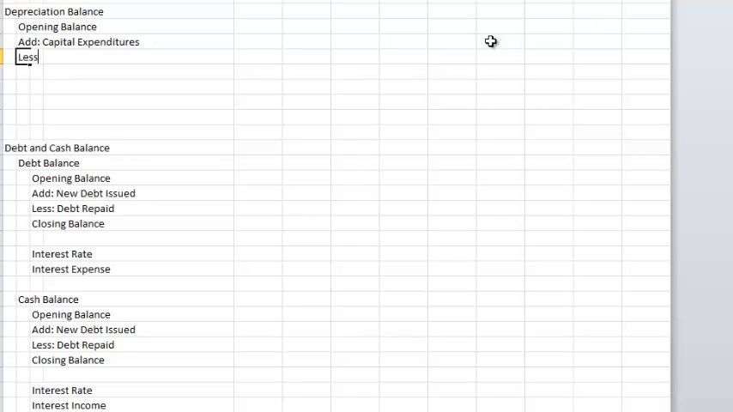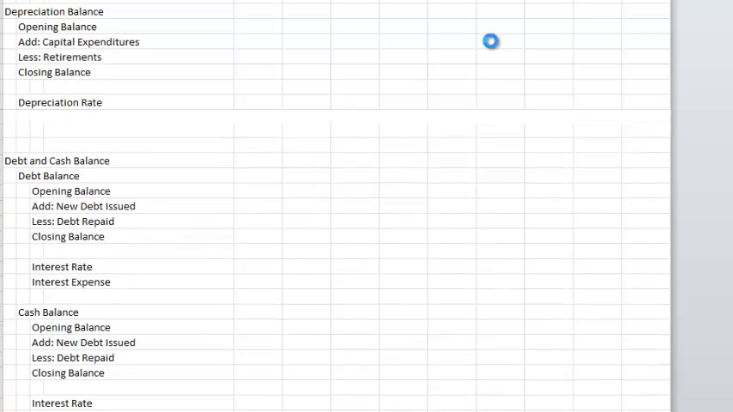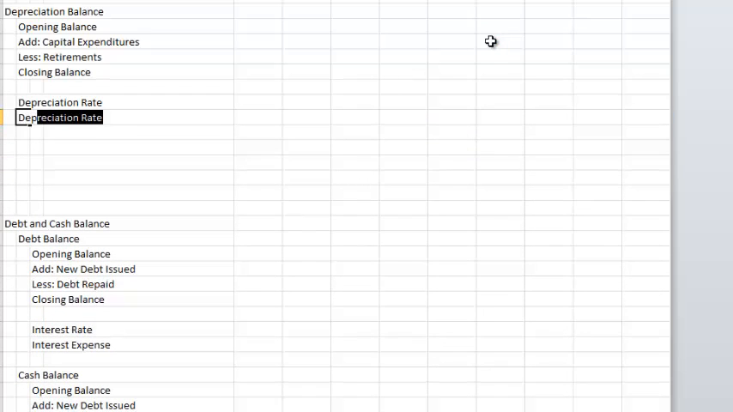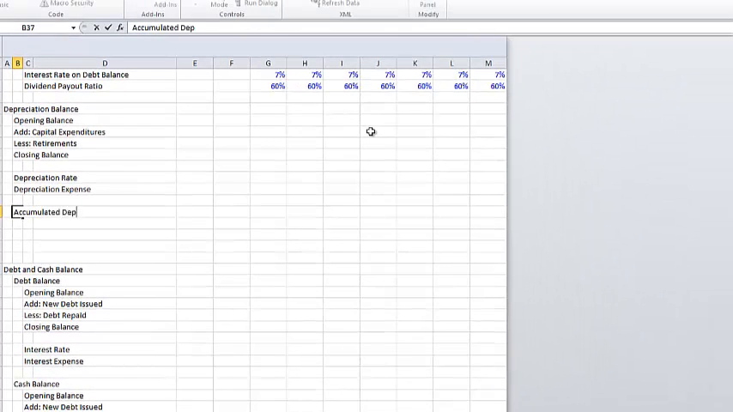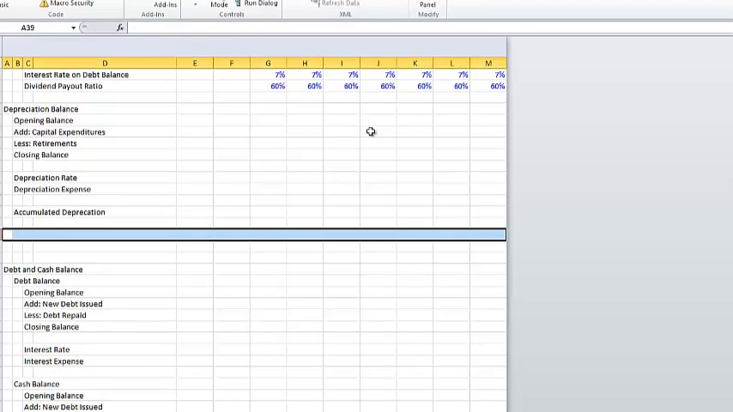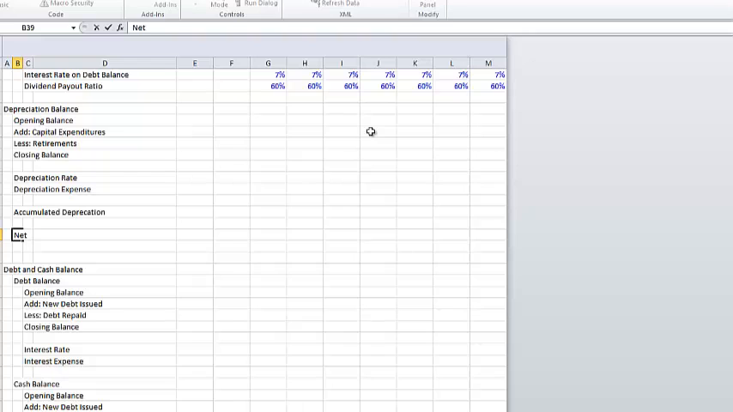I'm going to put less. And then we should have a depreciation rate, and a depreciation expense. And then, after we have that, we can put accumulated depreciation. Okay. And why don't we put net plant?